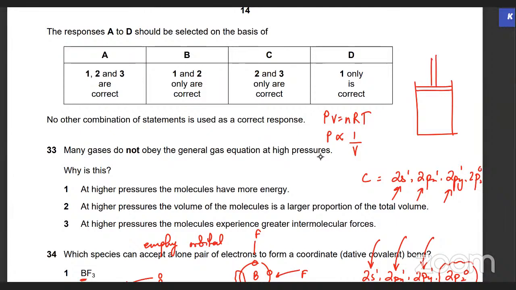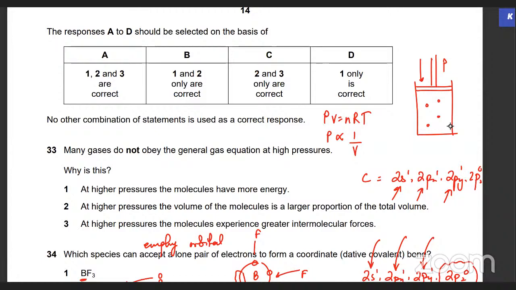When you increase pressure, gas particles will come closer together, right? The general gas equation assumes that most of the space is empty, and the volume will decrease. This particular relationship will be followed. But if you keep on increasing pressure and the volume keeps decreasing, the problem is that it's going to be compressible only to a certain extent.